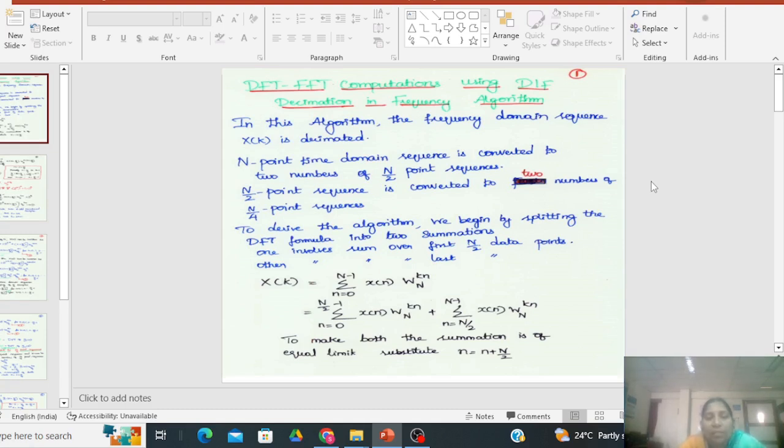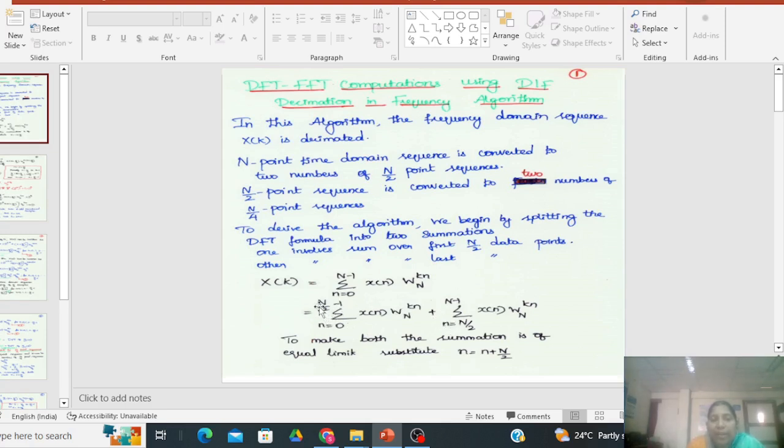To start with our algorithm, we consider X of k equal to summation n equal to 0 to N minus 1 x of n W_N power kn. This W_N power kn we call the twiddle factor. First we divide it into 2 summations, first for the first N by 2 data points, and the next for the last N by 2 data points. That means if you substitute N equal to 8 in this equation, it will be 0 to 3 and then 4 to 7. So it is divided into 2 halves. One is 0 to 3, another one is 4 to 7.